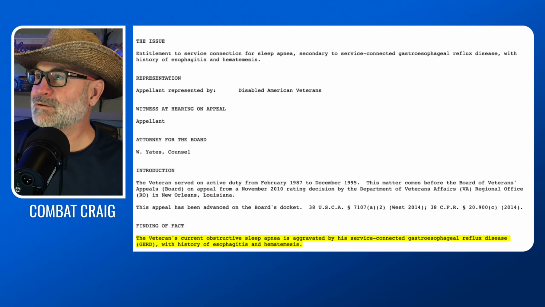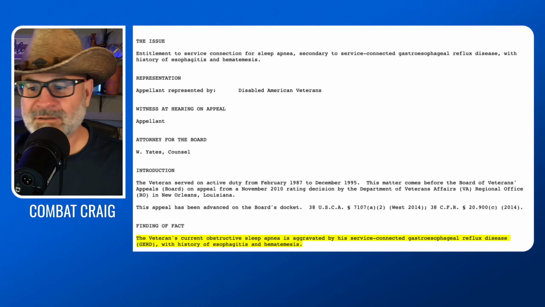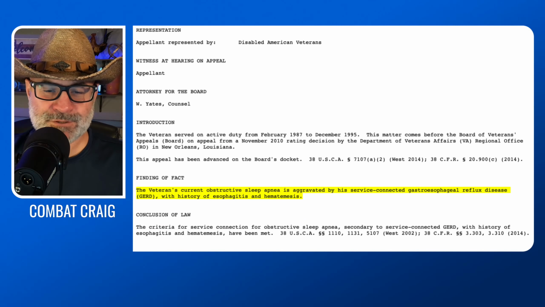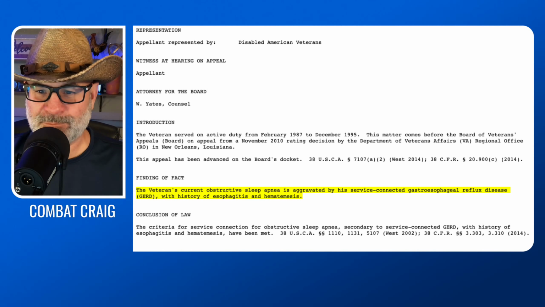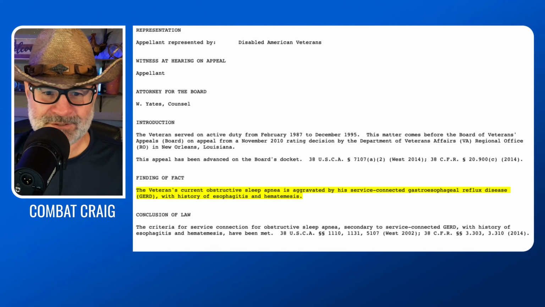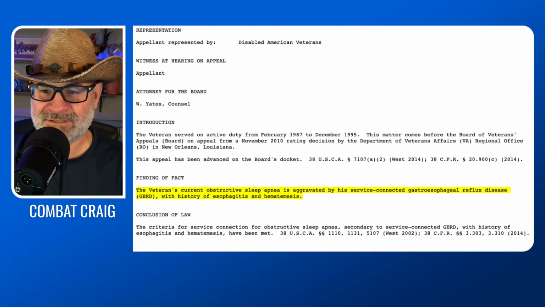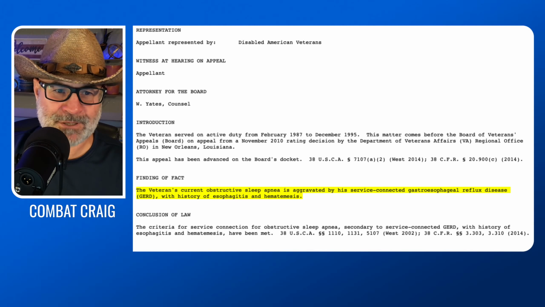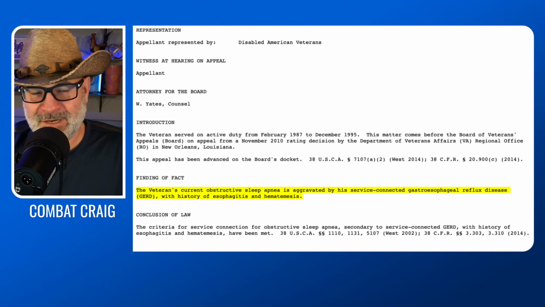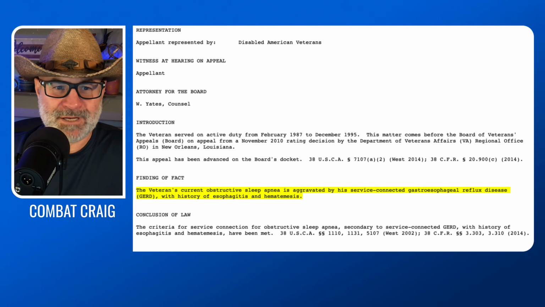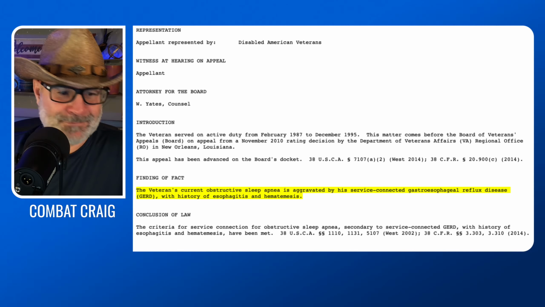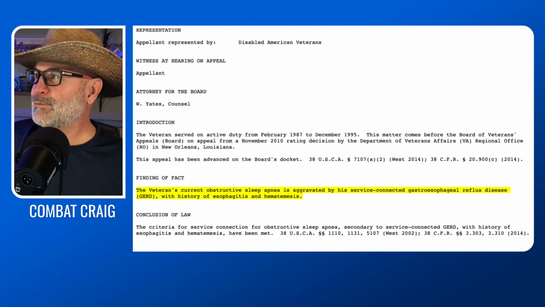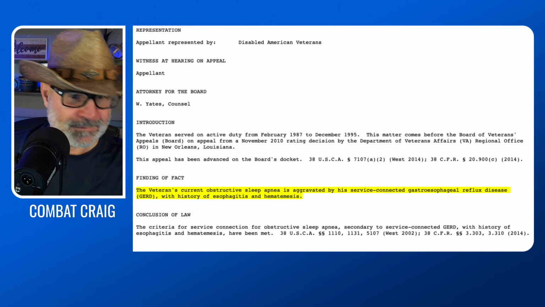Then we could go over to the screen share, and if we look at this example, the veteran's current obstructive sleep apnea is aggravated by a service-connected gastroesophageal reflux disease, GERD, with a history of esophagitis and hematemesis. So this one says aggravated by. When I talk about sleep apnea, caused by versus aggravated by, I've just been kind of seeing aggravated by more lately. ATX Patriot is a rater. He would definitely know a hell of a lot more than I would. So that's going to wrap this portion of it up.